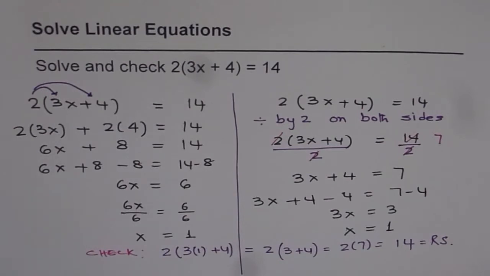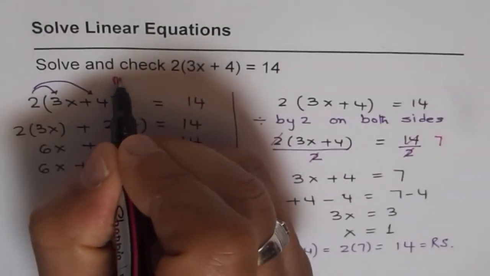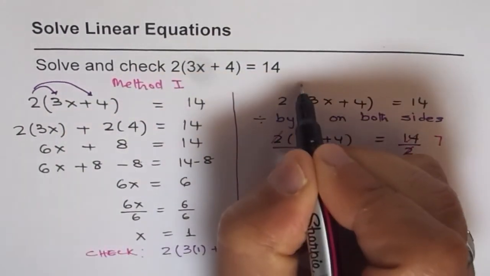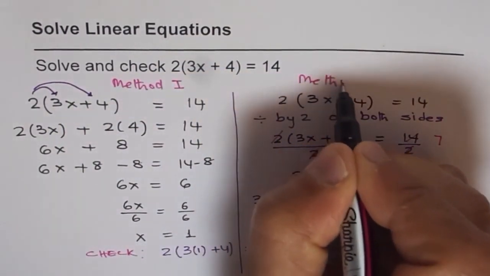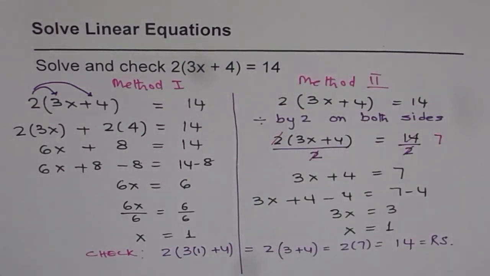Now when the question says solve and check, you have to solve it and then check your answer also. If you don't check it, you lose marks for checking. So we have two methods here. Let me write down method 1, and this is method 2. Adopt the way you like it. I hope you appreciate it. Thank you and all the best.